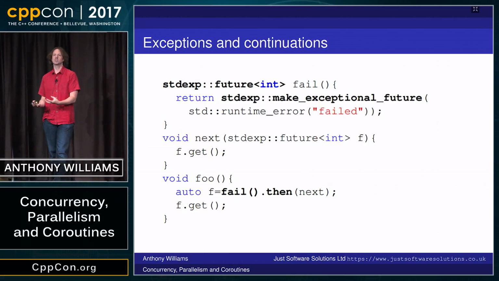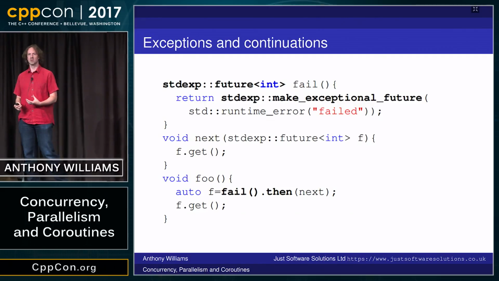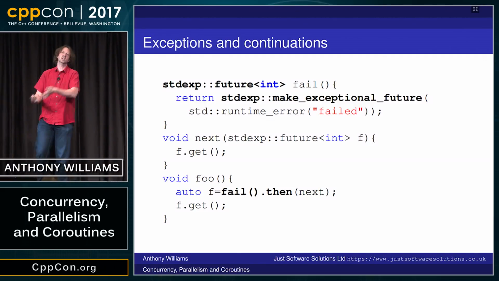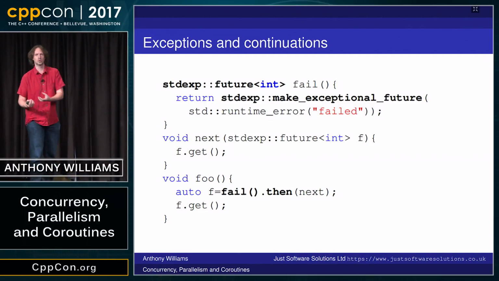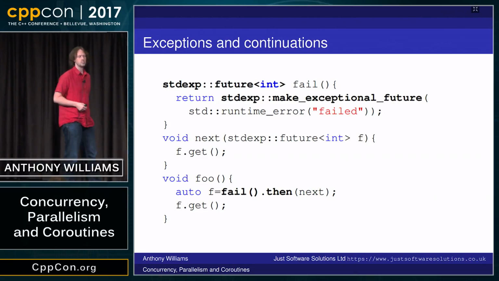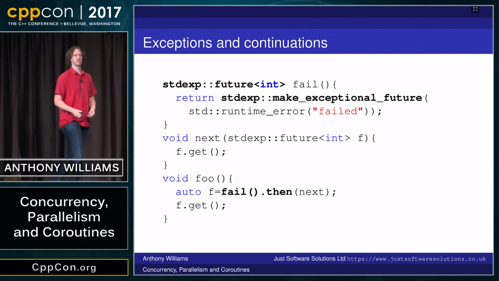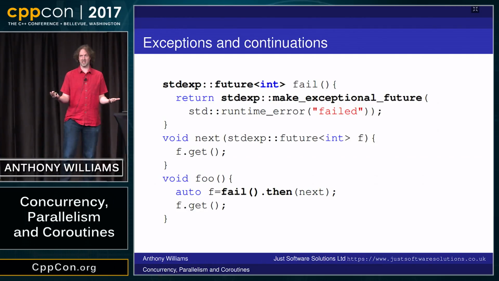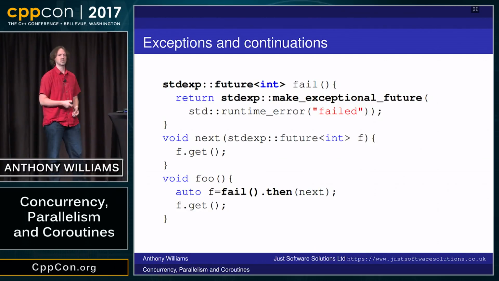Of course, next could catch and handle that exception, in which case it wouldn't be propagated, it would be caught and handled, and then the call to get at the bottom there in foo would not be throwing an exception because it was handled inside next.